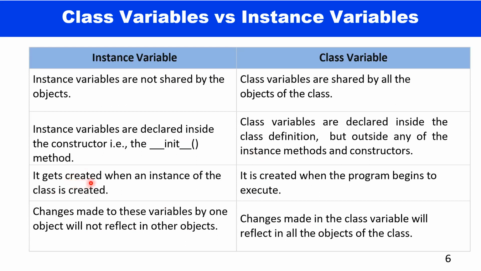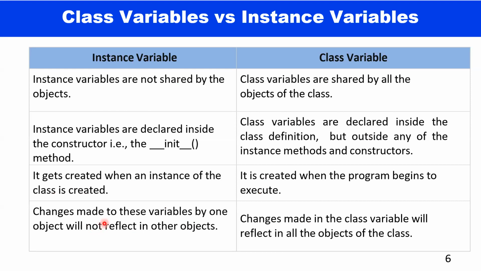An instance variable gets created whenever an instance of the class is created. That means whenever you create an object, only then the instance variables are created. On the other hand, the class variables are created whenever the program begins to execute.